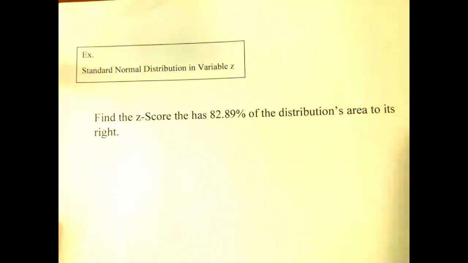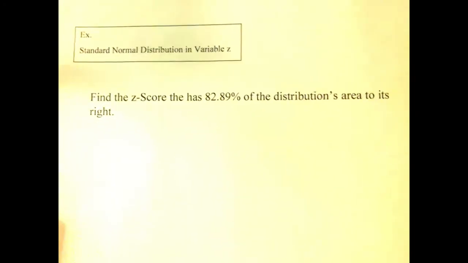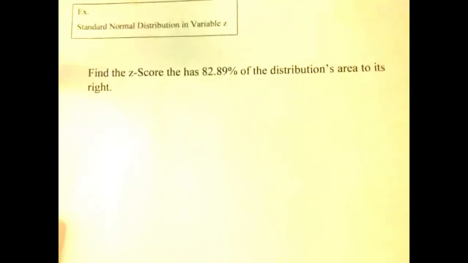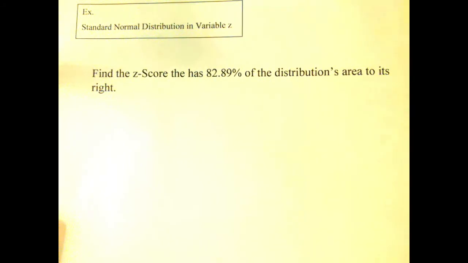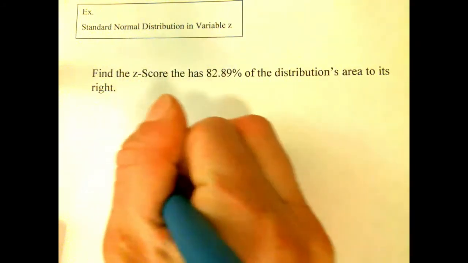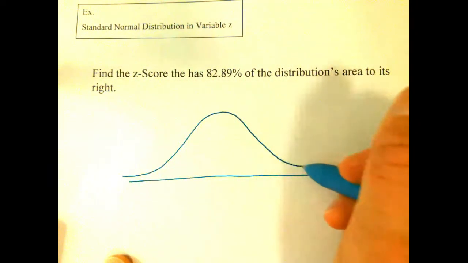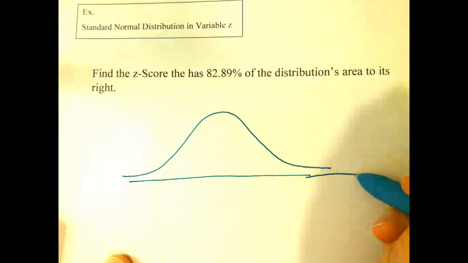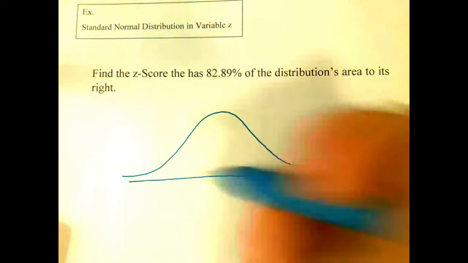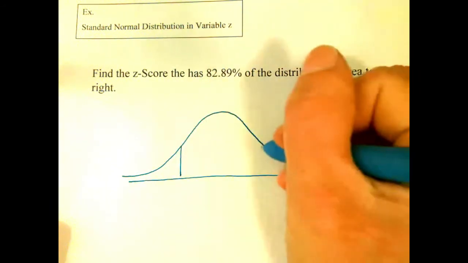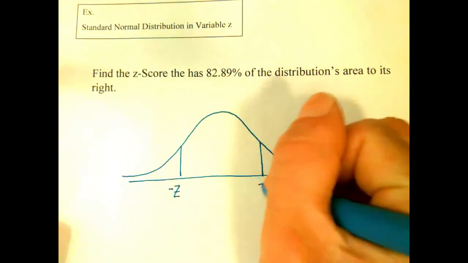Okay, so we are going to find the z-score that has 82.89% of the distribution's area to the right. We know that this is a normal distribution, and we know that a normal distribution has a bell-shaped graph. So I always start with just drawing a bell-shaped graph. This helps you visualize a little bit better. Because the bell-shaped graph is symmetric, we have a negative and a positive z.